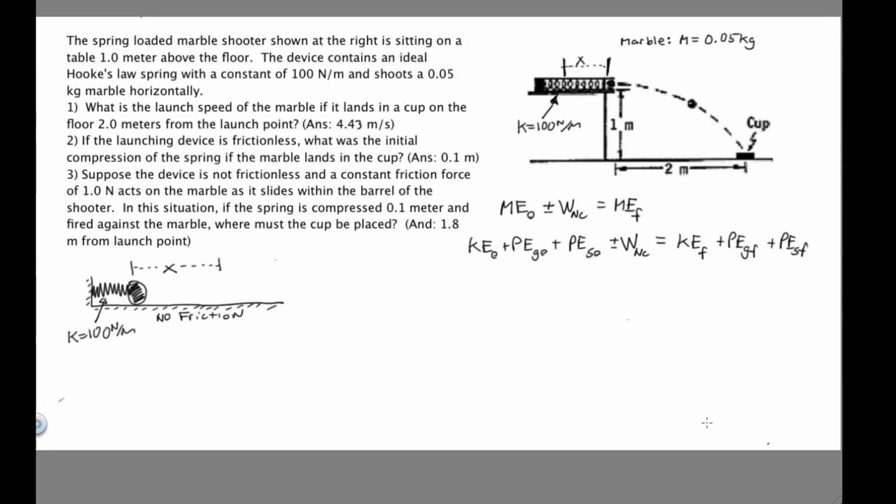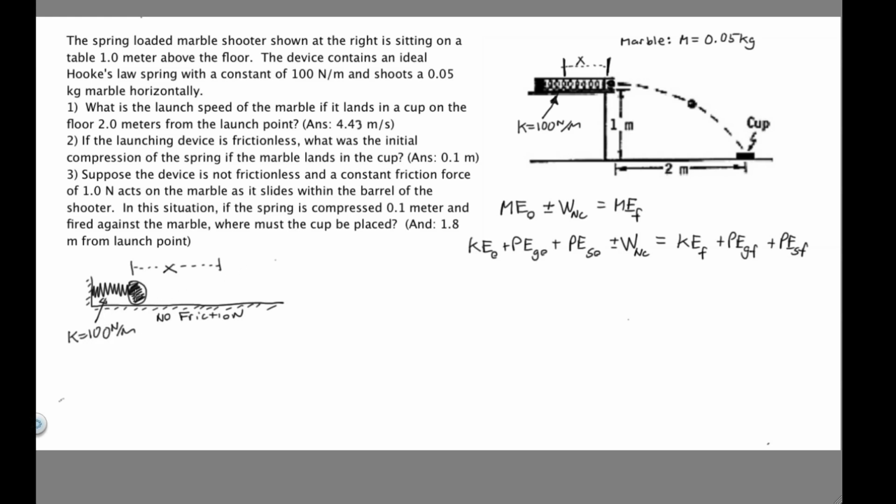Okay, in the second question, we're asked to find how far the spring was initially compressed in order for the situation described to have happened: for the marble to fly 2 meters horizontally from the release point from a table that's 1 meter high. So I have here a sketch of the problem. The spring has been compressed a distance x. We have the spring constant as 100 newtons per meter.